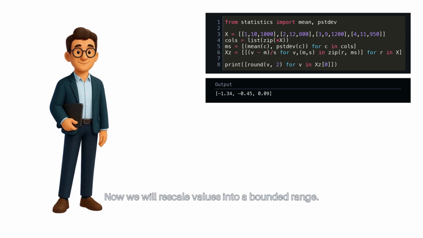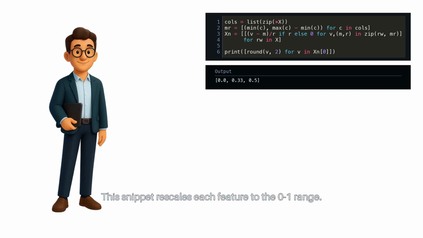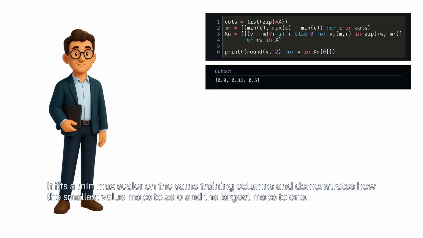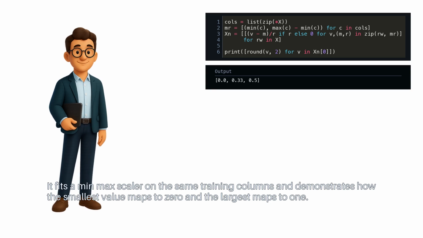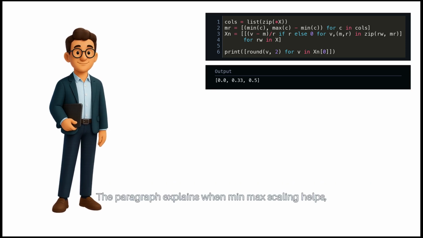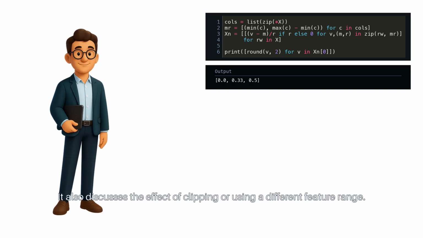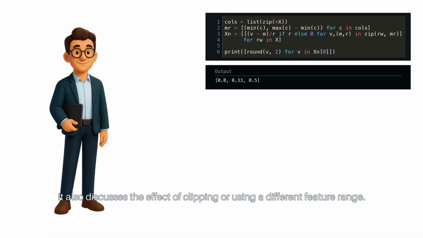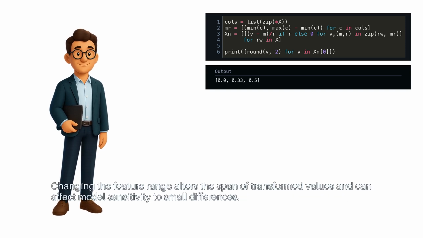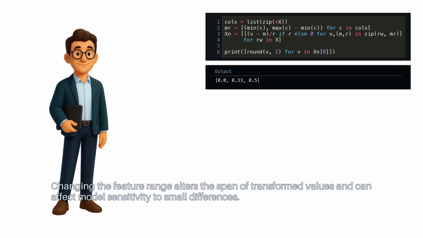Now we will rescale values into a bounded range. This snippet rescales each feature to the 0-1 range. It fits a min-max scaler on the same training columns and demonstrates how the smallest value maps to 0 and the largest maps to 1. The paragraph explains when min-max scaling helps. For example, when using activation functions that expect bounded inputs, or when you want interpretable bounds for each feature. It also discusses the effect of clipping or using a different feature range. Changing the feature range alters the span of transformed values and can affect model sensitivity to small differences.